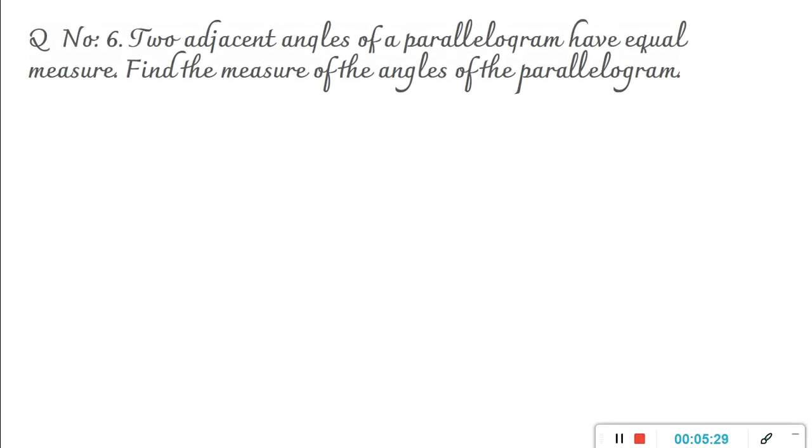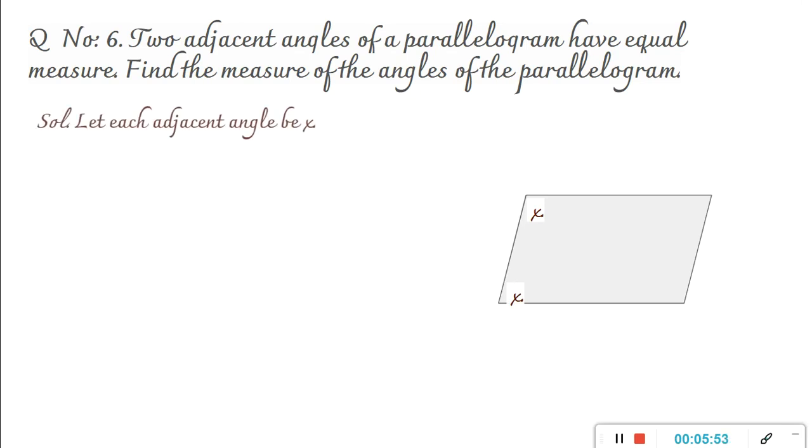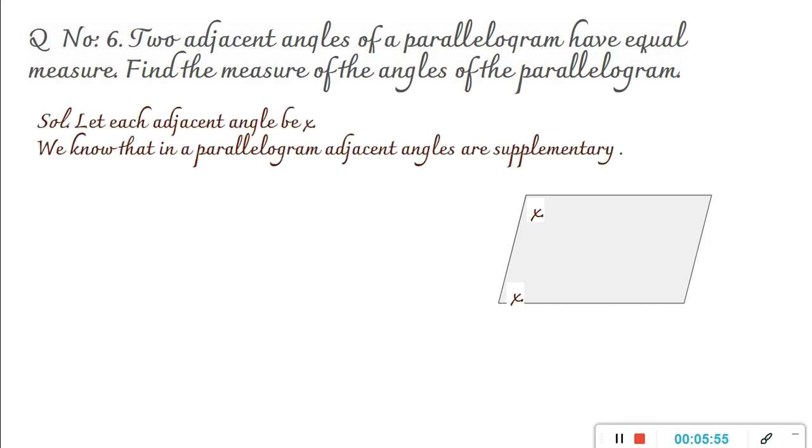Next, question number 6. Two adjacent angles of a parallelogram have equal measure. Find the measure of the angles of the parallelogram. So here also adjacent angles are supplementary. If we take each angle as x, so here this is the parallelogram, and here the angles are x and x we can take. Okay, both are x, both are equal. So let me take the angles as x. We know that adjacent angles are supplementary, isn't it?